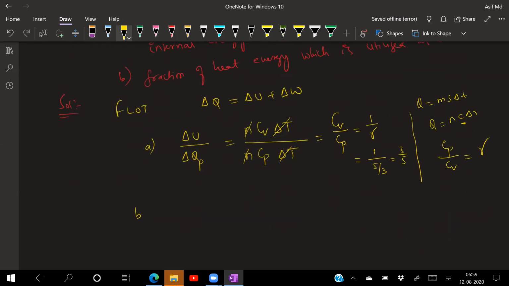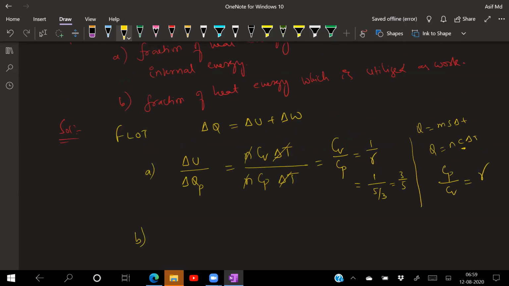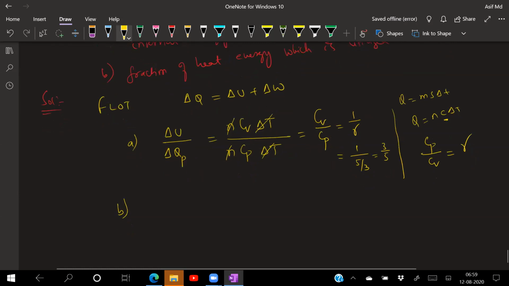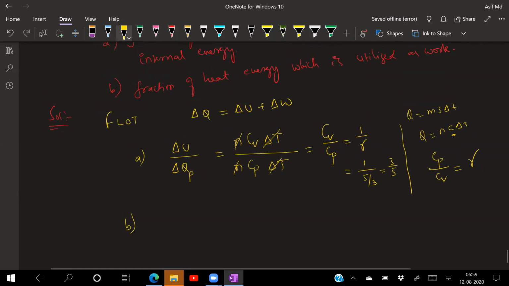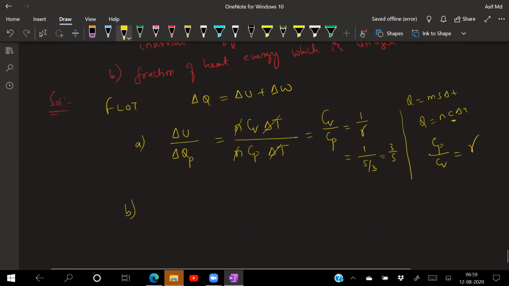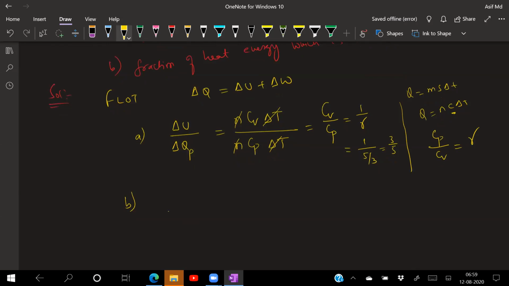Now second one: fraction of heat energy which is utilized as work. Delta W divided by delta Q. Why? See, fraction of heat energy, same, fraction of heat energy means down, so we will be getting delta QP in the denominator and delta W in the numerator. Very good. This is delta W.